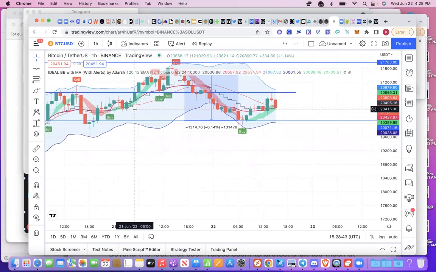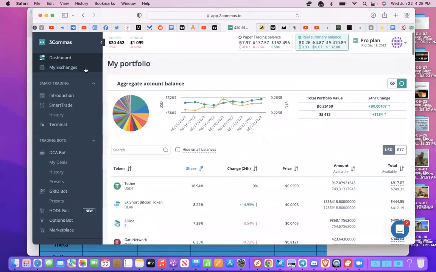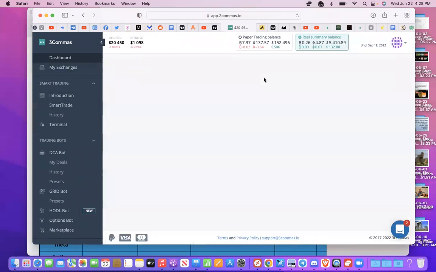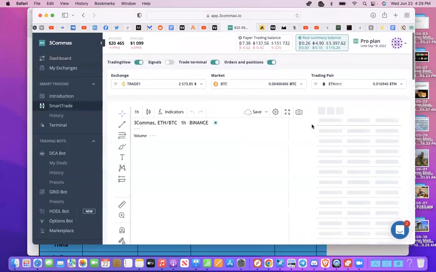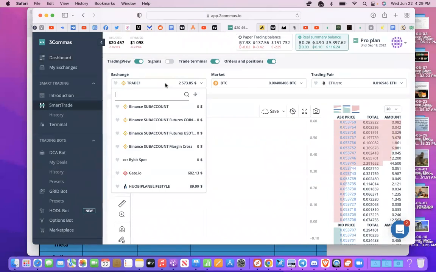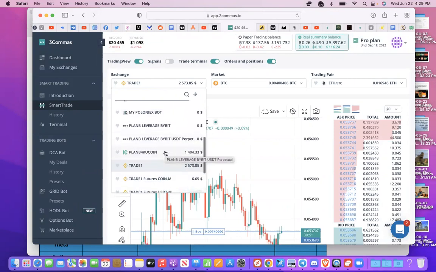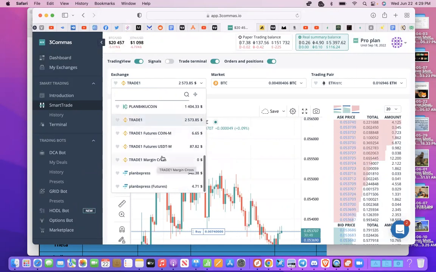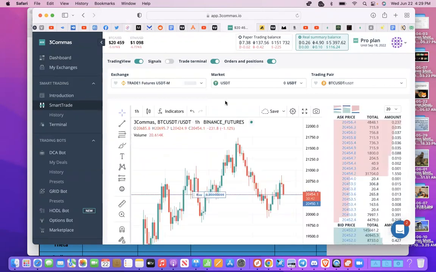So it's actually cool. And so what do you do once you get such confirmation? If you use 3Commas, for instance, you just go to your smart trade. And then, of course, you know the exchange you connect with. So like mine, let's say it's connected with futures. And pick it up. So USDT. If it's BTC, good to go.